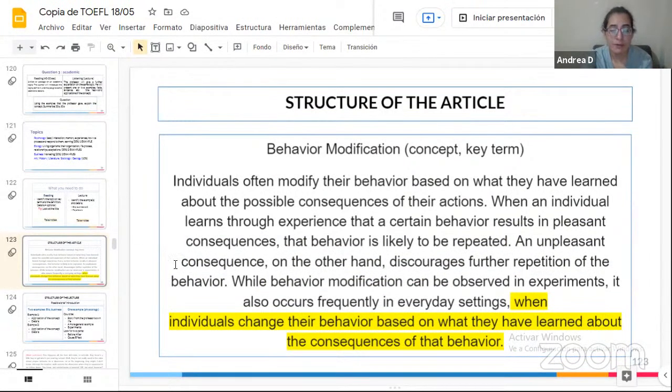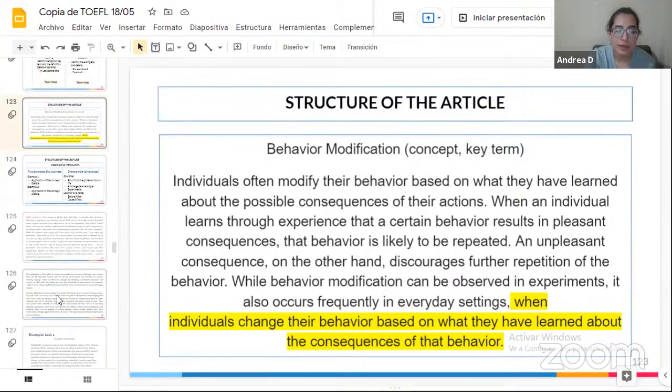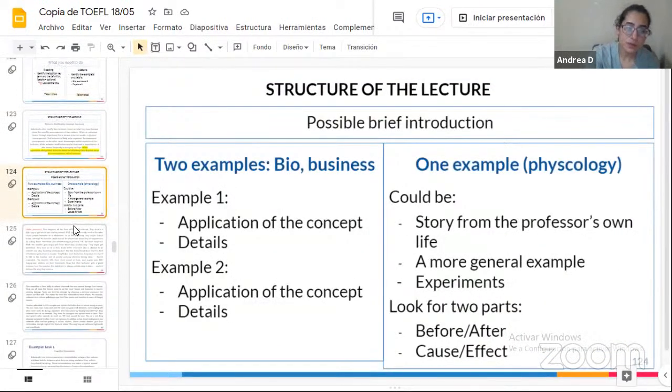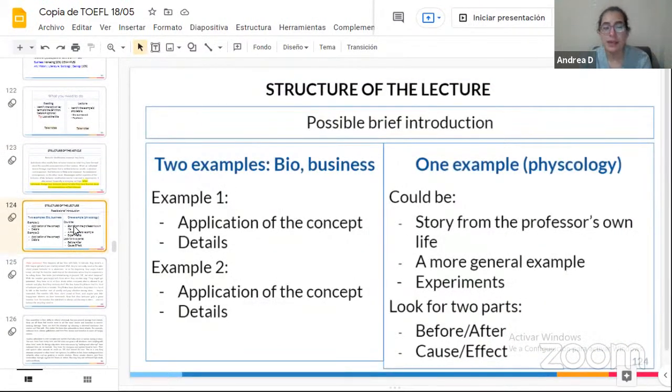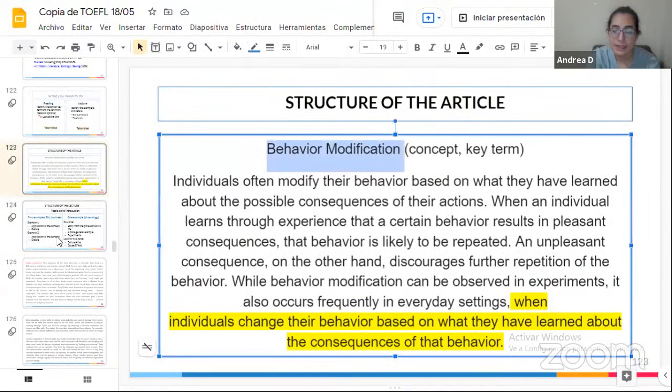Now, after we have done that, then you will listen to the lecture. So about the lecture, guys. The lecture will pretty much be a further explanation of behavior modification, but not just any explanation.